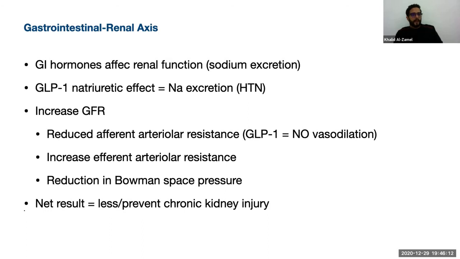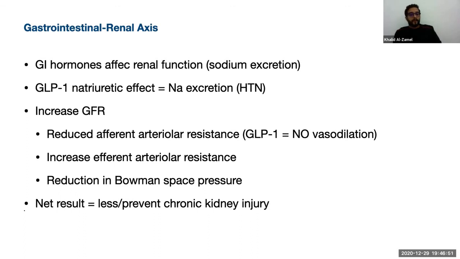The GI renal axis, and this will explain the good effect on the kidney and the hypertension per se. The GI hormones affect renal function mainly in terms of sodium excretion. The GLP in specific has a natriuretic effect. There will be an increase in GFR by this mechanism. The afferent arterial resistance will be reduced, mainly by the nitric oxide vasodilation characteristics of the GLP.